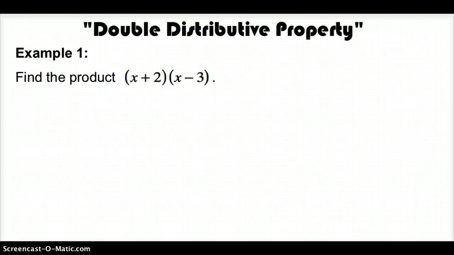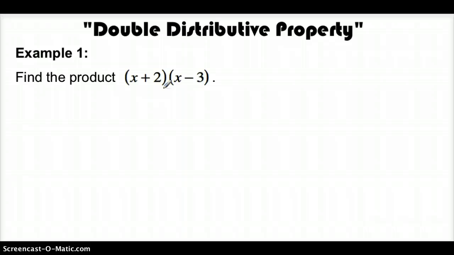In the warm-up, we had those examples where we had a monomial multiplied by a binomial, and we just used the distributive property. Well, in this particular example, we're finding the product, but we now have a binomial, right? That's two terms. We have an x and a positive 2, and then we have an x and a negative 3, excuse me. So both expressions have two terms, and we're multiplying those together.